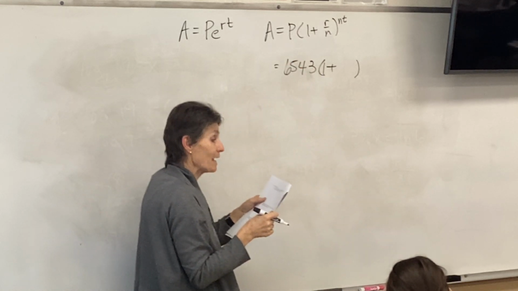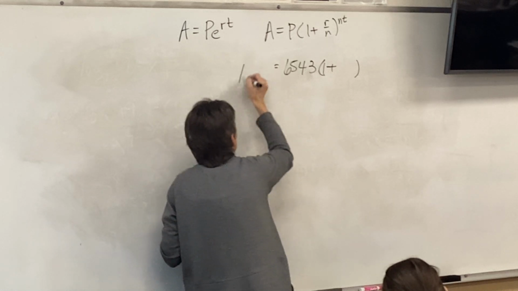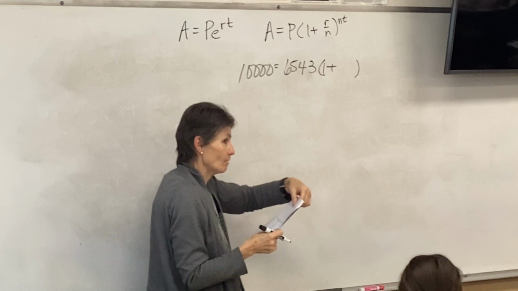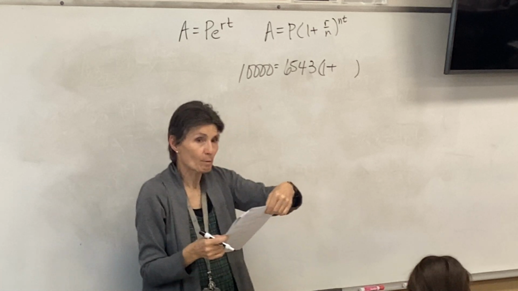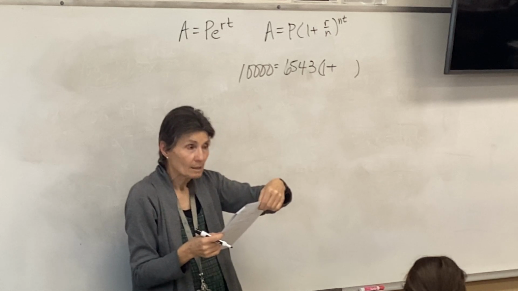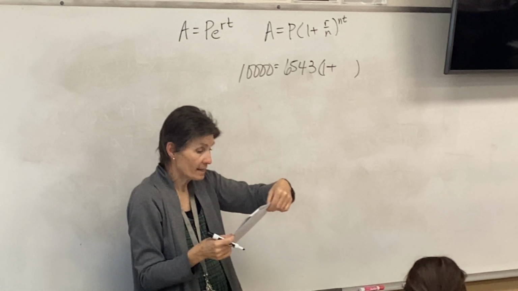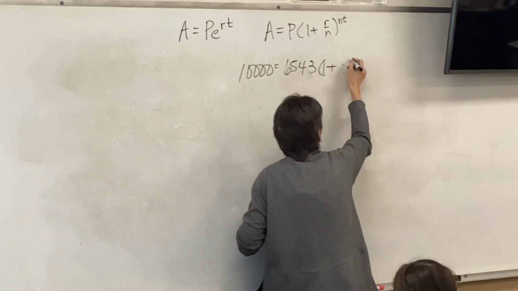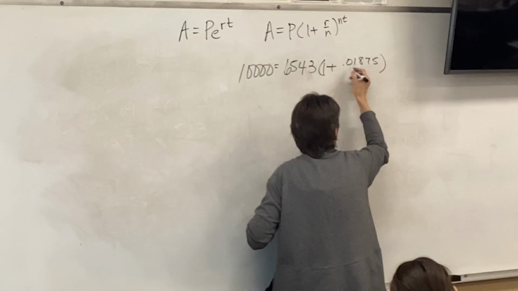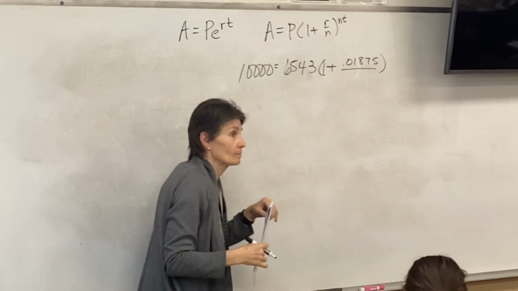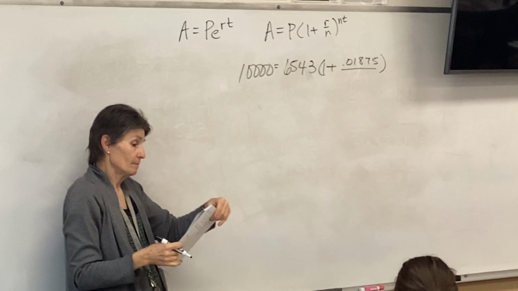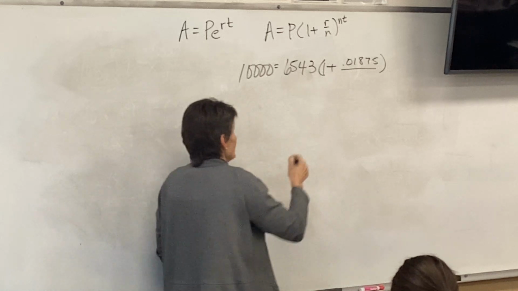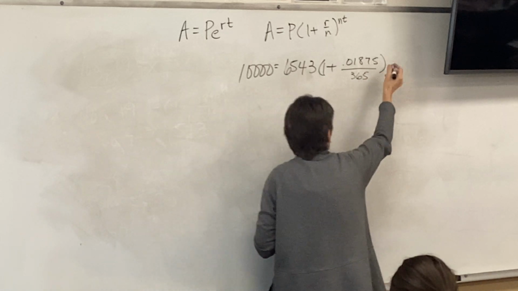All right, where does the 10,000 go? The interest, be careful, what am I going to put into the problem? 0.01875. What's my N? 365, because that's how many days there are in a year.